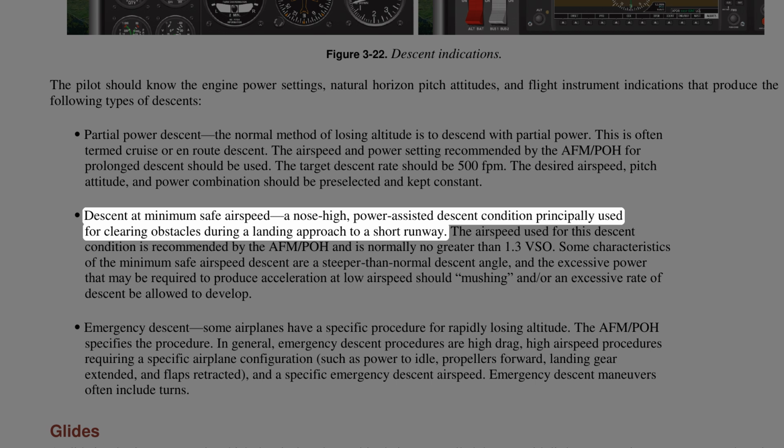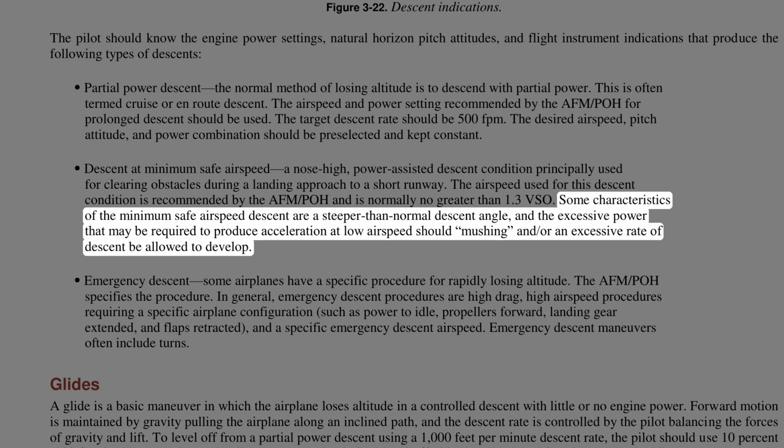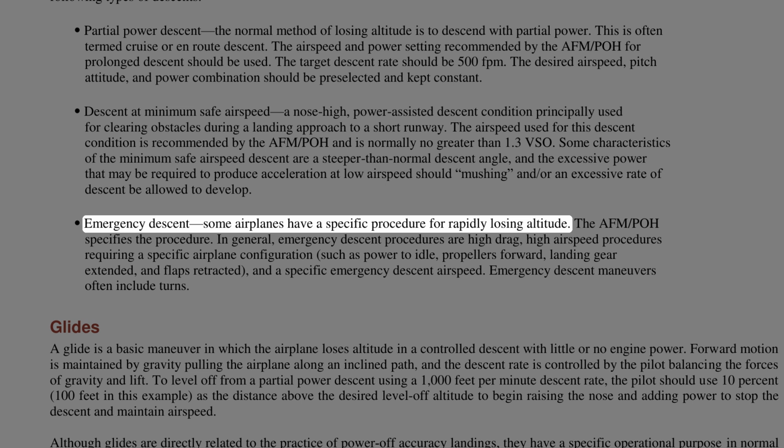Descent at minimum safe airspeed is a nose-high, power-assisted descent condition principally used for clearing obstacles during a landing approach to a short runway. The airspeed used for this descent condition is recommended by the AFM/POH and is normally no greater than 1.3 VSO. Some characteristics of the minimum safe airspeed descent are a steeper than normal descent angle, and the excessive power that may be required to produce acceleration at low airspeed. Care should be taken not to allow mushing and/or an excessive rate of descent to develop.